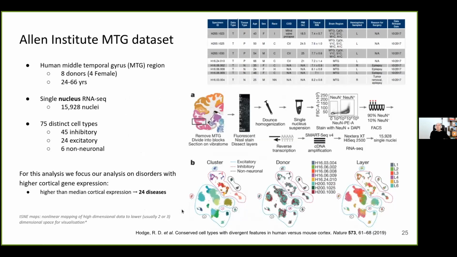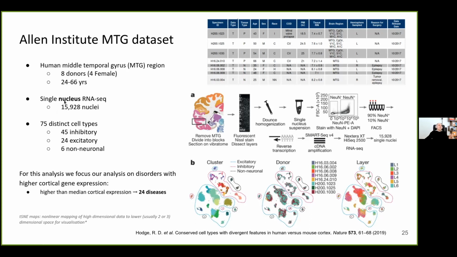So with that in mind, we moved and used the Allen Institute MTG dataset from human middle temporal gyrus. There were 8 donors, 4 female and 4 male, with the age range from 24 to 66. The samples were surgically removed, and in 3 cases, they were from epileptic patients. However, it was assessed, and the assumption is that the cell types represented here are representing the normative cell type. And in total, 16,000 cells were isolated.